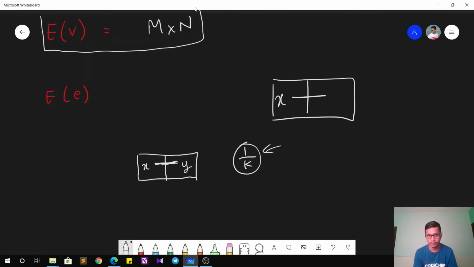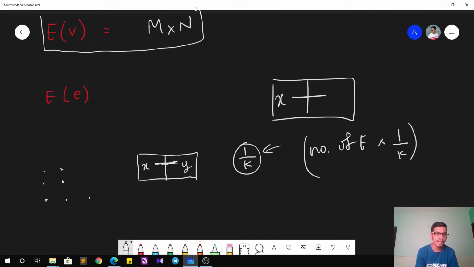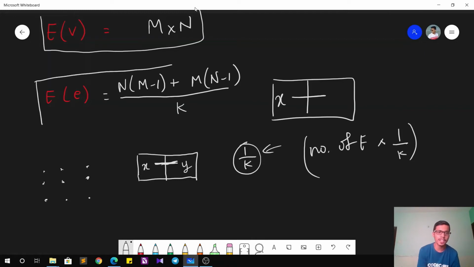So for each edge, the probability is 1 by k, which means each edge contributes 1 by k in the expectation value. Using linearity of expectation, again we just have to count the number of edges and multiply by each contribution, that is 1 by k. In the m cross n matrix, there are total m cross n vertices. If you count the number of edges you can draw in an m cross n matrix, it comes out to be n into (m minus 1) plus m into (n minus 1). This is the total number of edges, and each of them contributes 1 by k. So this divided by k is the expected value of the number of edges in the graph.